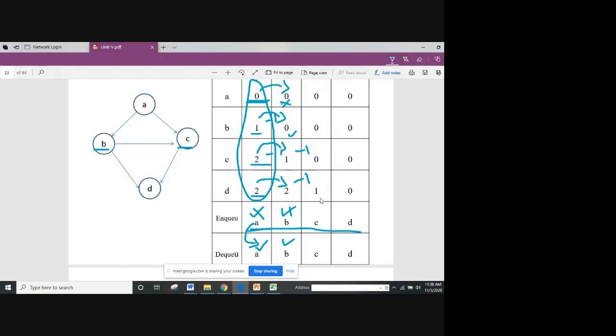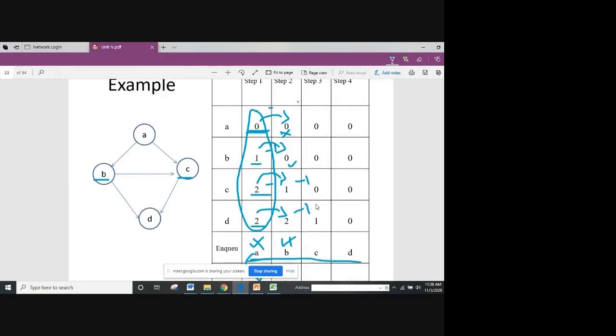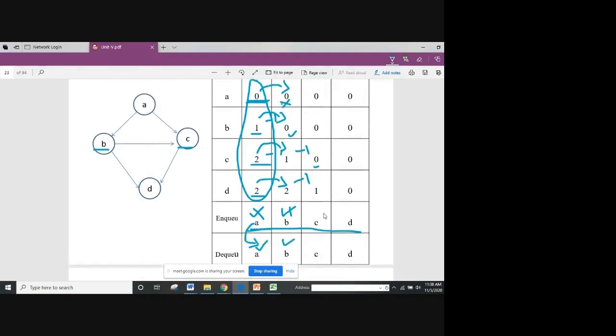Now my next step, what should I take? The next in-degree falling on 0 is C. See, in this diagram it is coming in order, but actually it does not happen that way. In any order, whoever is holding 0, that only will be pushed into the Q. So here it is 0, so I am pushing C inside the Q.